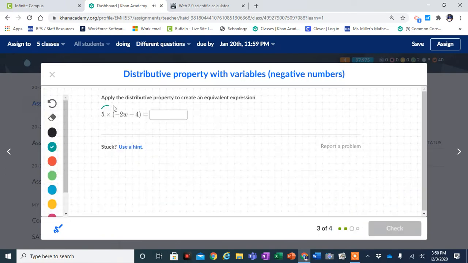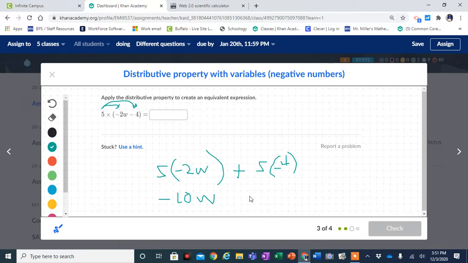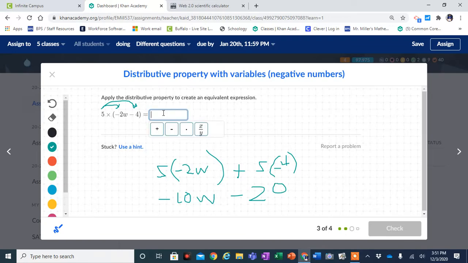Okay, for this one, we have to multiply everything in here by 5. So 5 times negative 2w plus 5 times negative 4. So 5 times negative 2 would be negative 10w, and positive times a negative is a negative. 5 times 4 is 20. So that would be negative 10w minus 20.